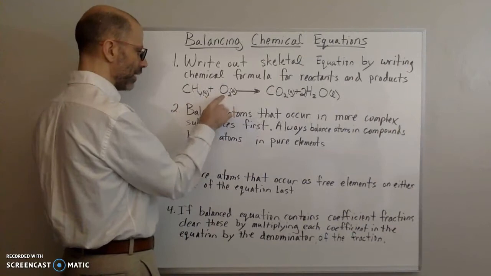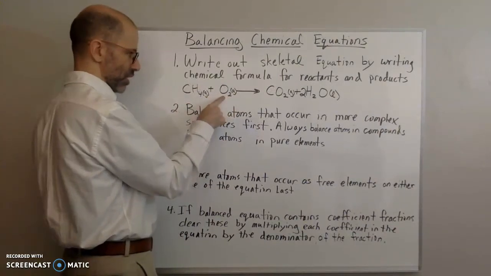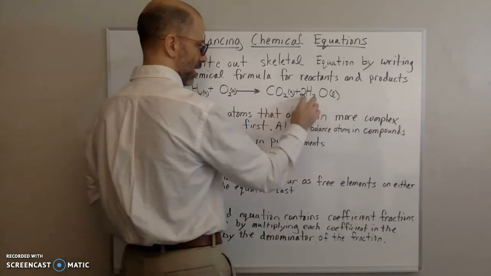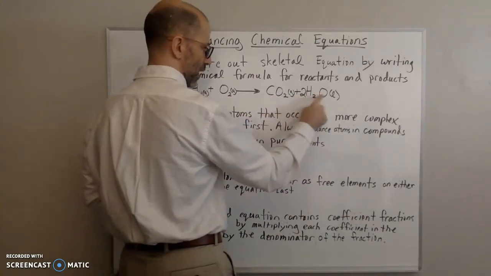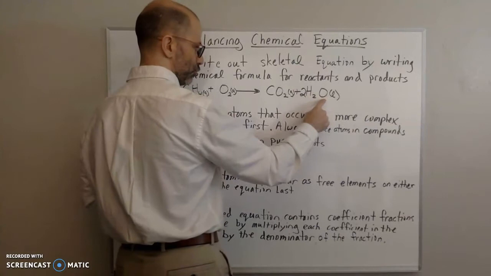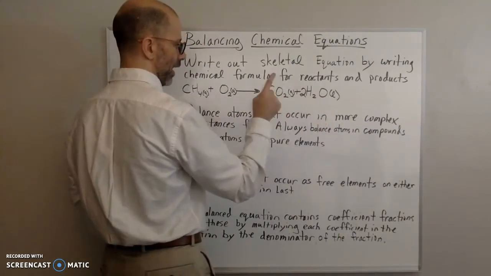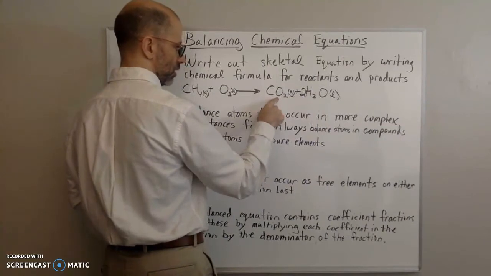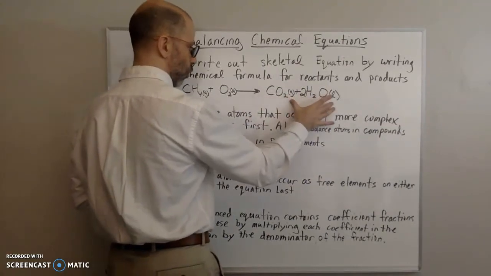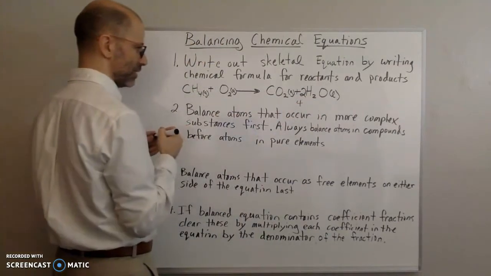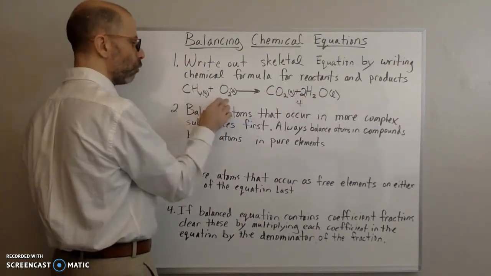So I have 2 oxygens here, and since I have a 2 there, 2 times 1 is 2. So I have 2 from these waters, and then I have 2 from the carbon dioxide. So that's a total of 4. So I have 4 oxygens on this side, so I need 4 on this side.